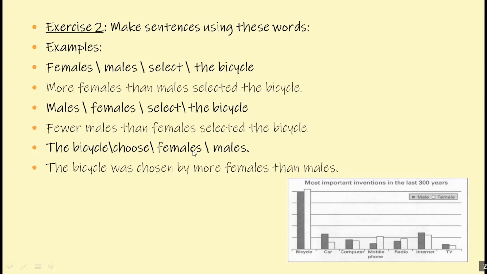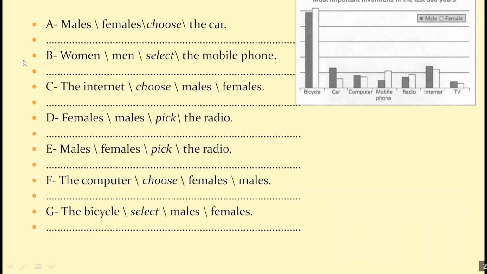The bicycle chose females, males. So this one is passive. The bicycle was chosen by more females than males. Okay, it's your turn. What you need to do is to look at these words and then try to make sentences to describe the information in the chart. Take some time, grab a pen and a piece of paper, write down your sentences, and in a few seconds, I am going to show you the correct answers.